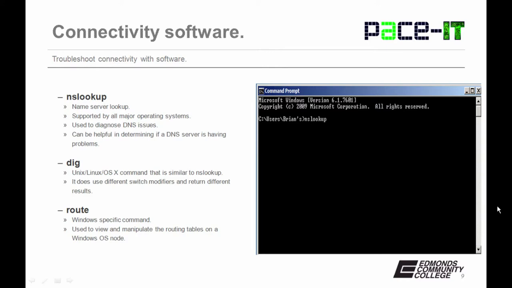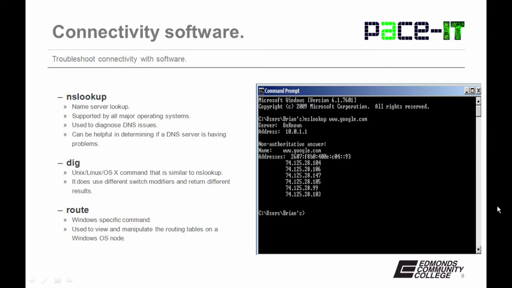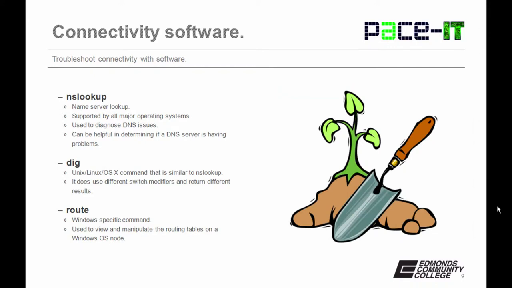Then we have NS Lookup. That's Name Server Lookup. This is supported by all major operating systems. It's used to diagnose DNS issues. It can be helpful in determining if a DNS server is having problems. Related to NS Lookup is DIG. Now, DIG is a Unix, Linux, and OS X command that is very similar to NS Lookup. It does use different switch modifiers and returns slightly different results.